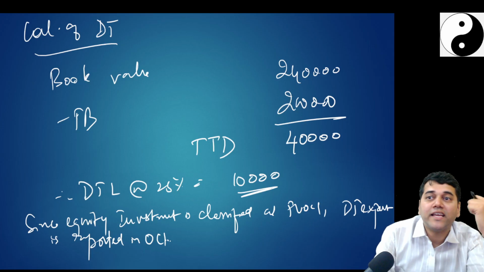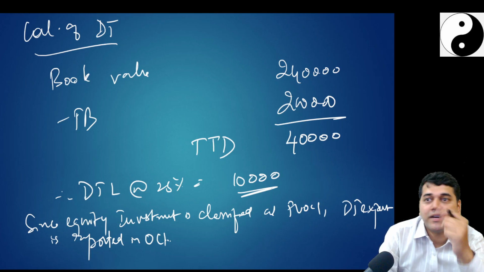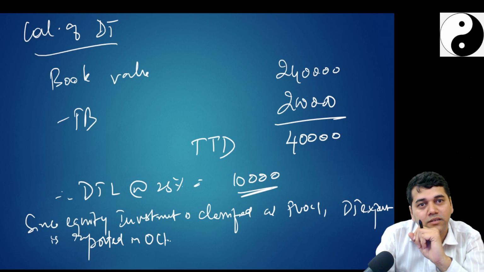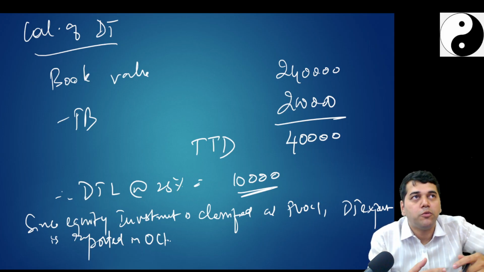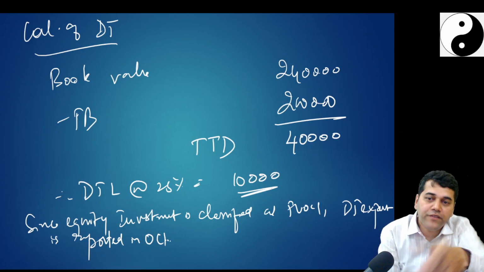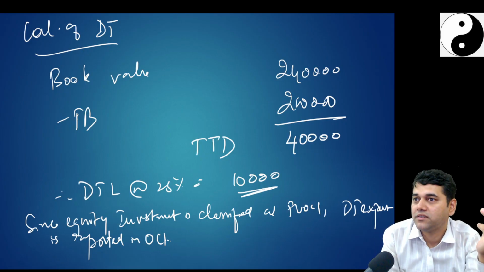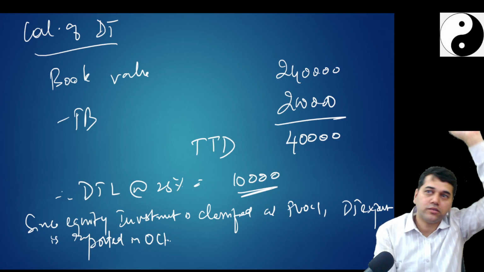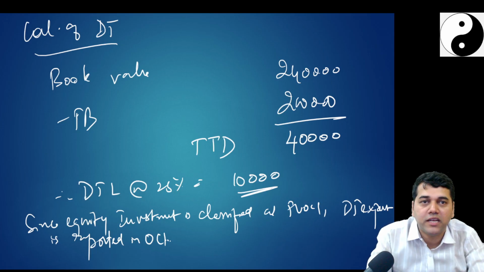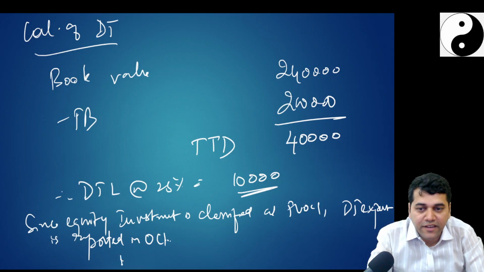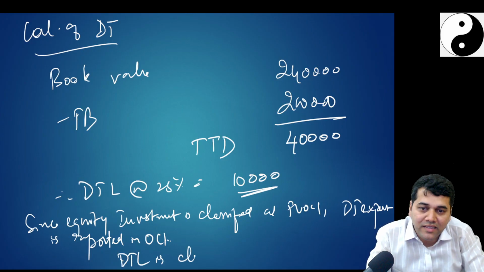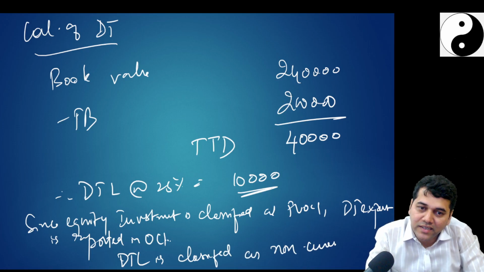Okay. The second leg is what? Deferred tax liability. Is it current or non-current? Why? Because you have not planned to sell the equity investments. When is this going to get reversed? It will get reversed, I don't know when, maybe 10 years down the line. So deferred tax liability is classified as non-current.